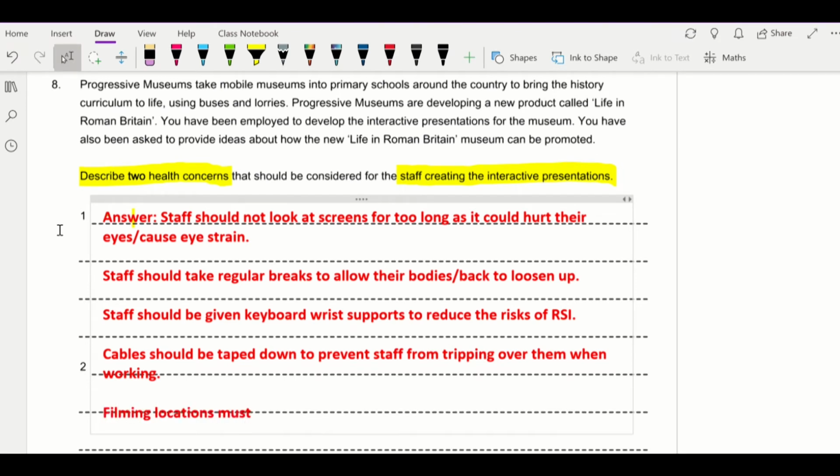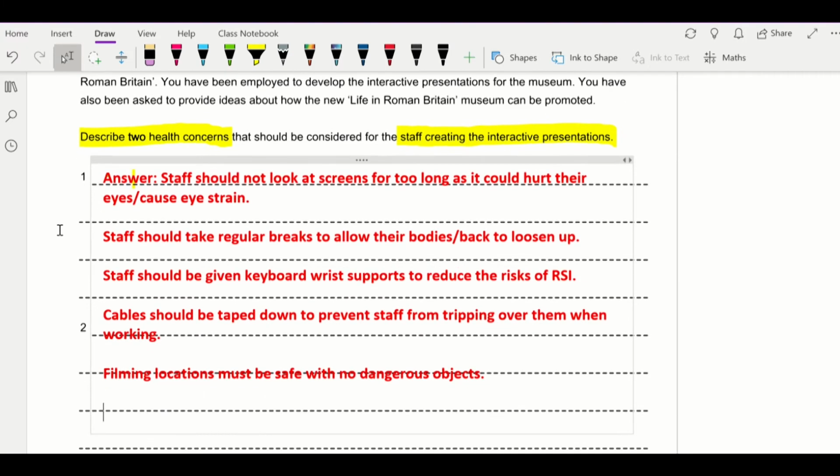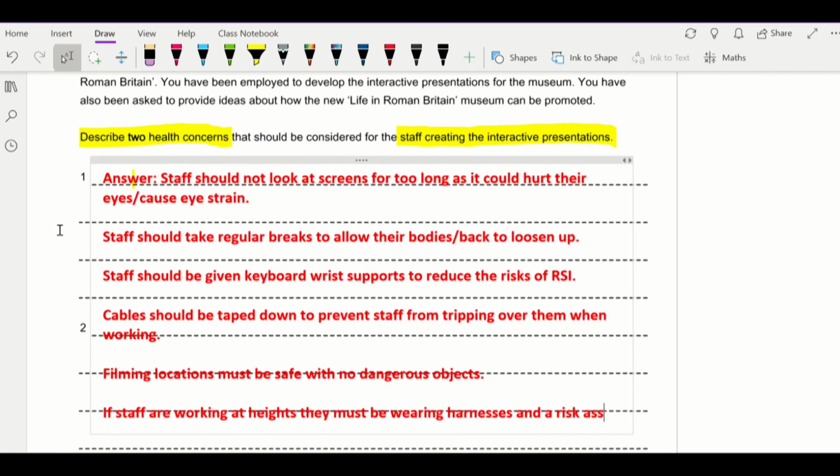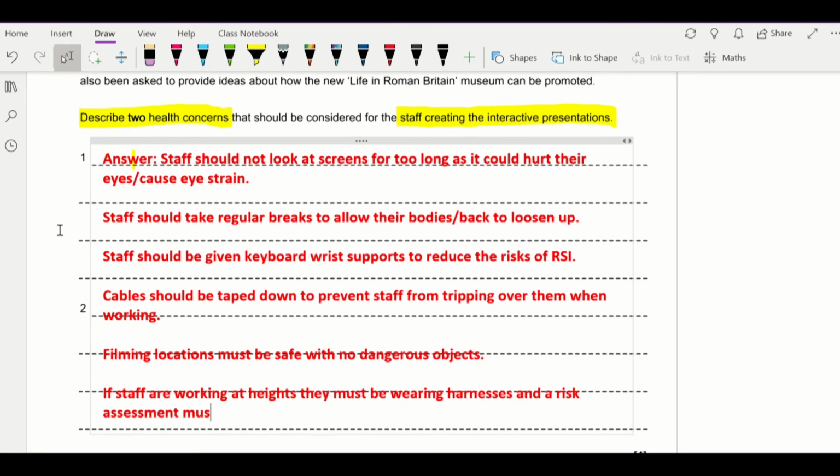Filming locations must be safe with no dangerous objects. We could also look at if staff are working at heights, they must be wearing harnesses, and a risk assessment must be carried out.